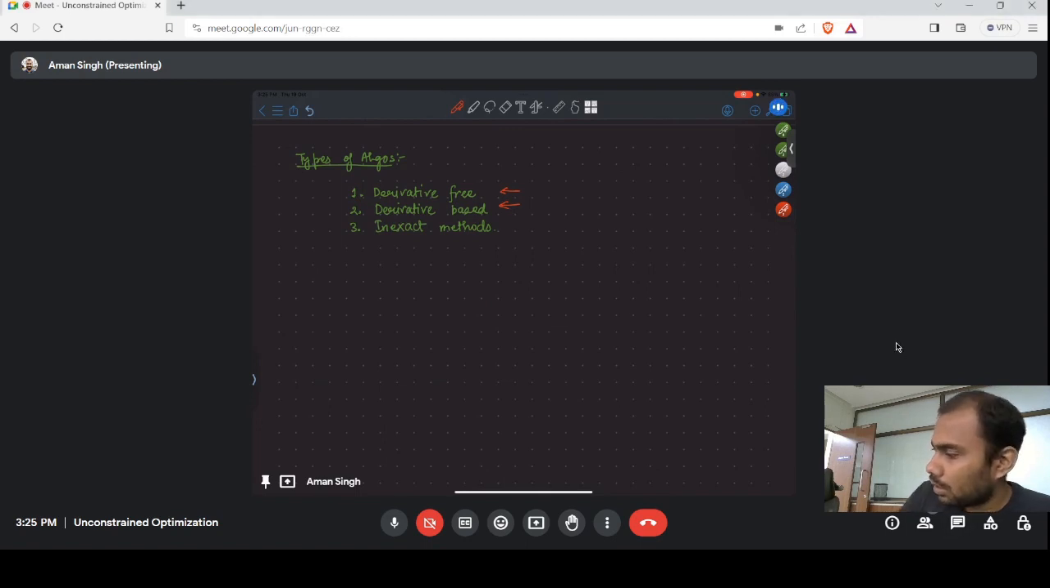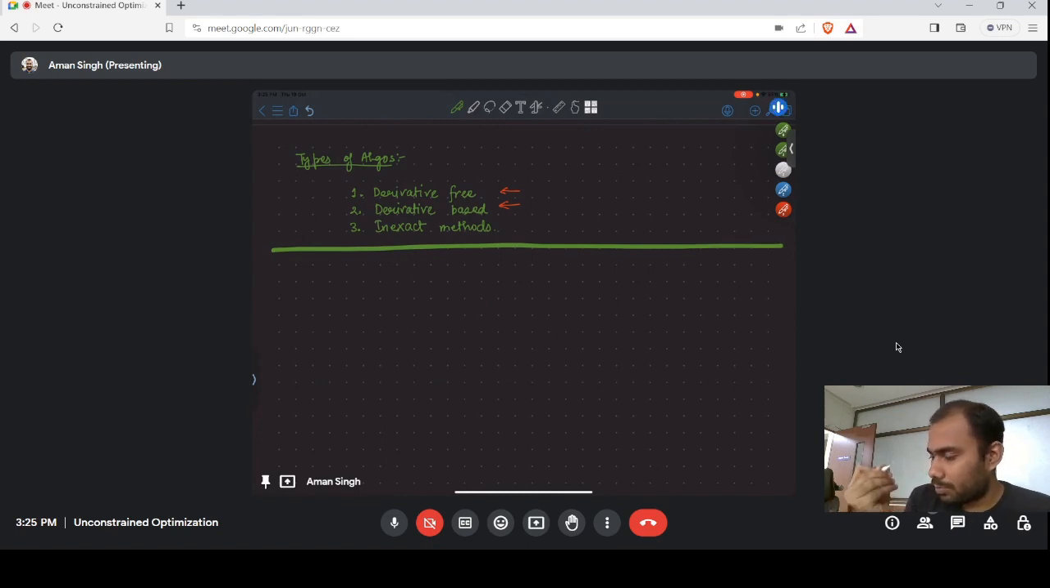As the name indicates, derivative free means a method in which we will not use derivatives or differentiation, and second is derivative based, in which we use first order and second order derivatives. So we'll see. Before starting the methods, let's define our problem and some definitions that we'll use in the future in learning these algorithms.